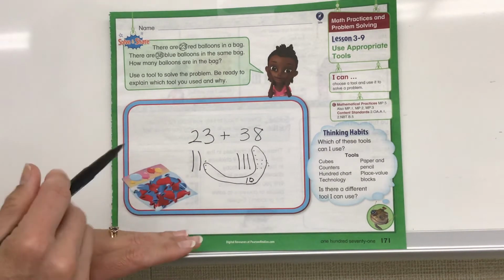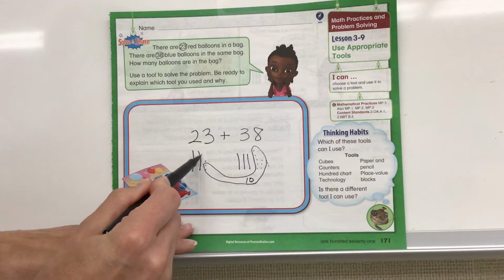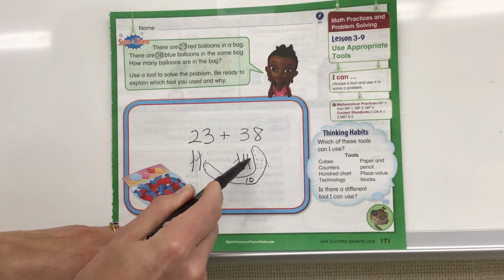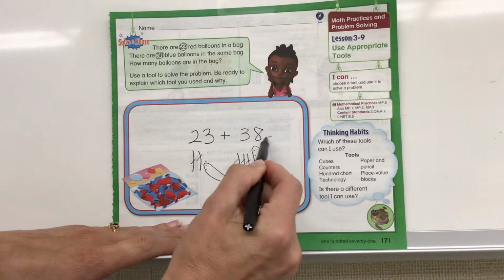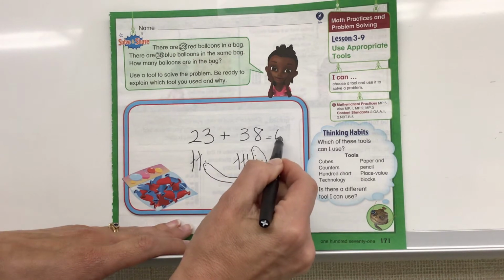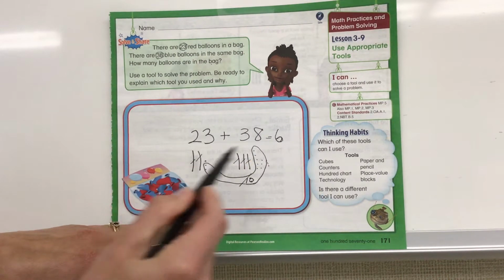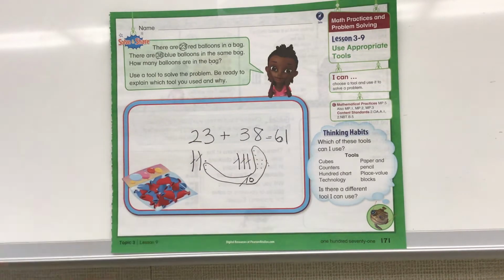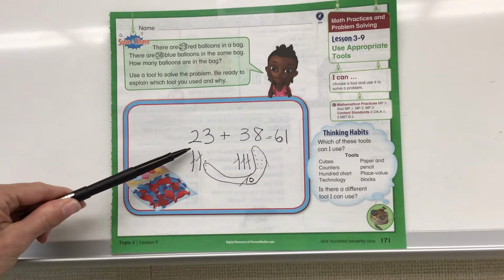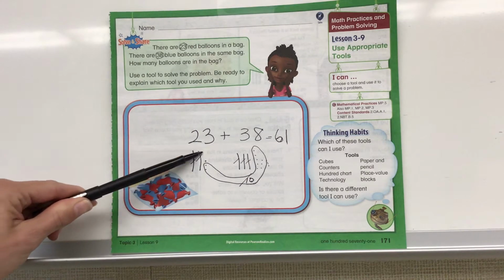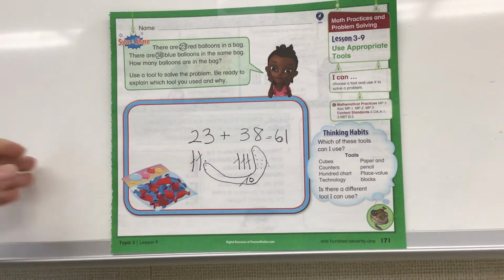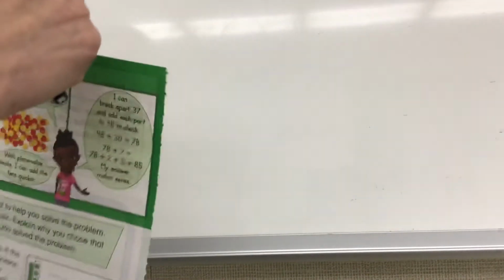So let's add our 10s first. 10, 20, 30, 40, 50, 60. So we know it's 6 groups of 10 and 1 in the ones place. Okay, so that is the tool that I decided to use, was place value blocks. Just the lines representing 10 and the dots representing ones. All right, let's go ahead and take a look at our next page.